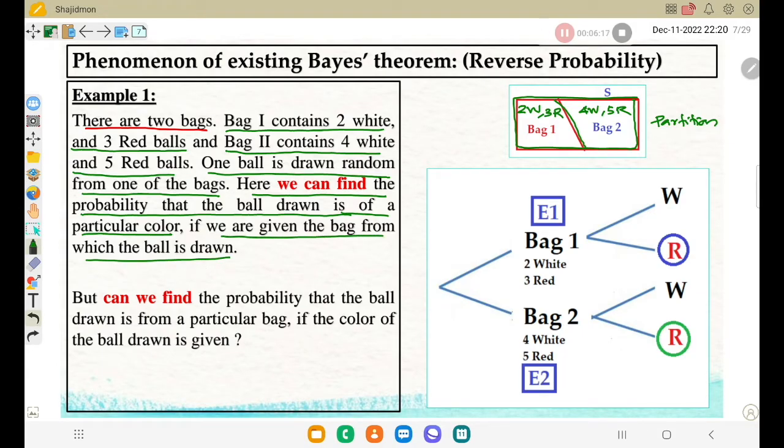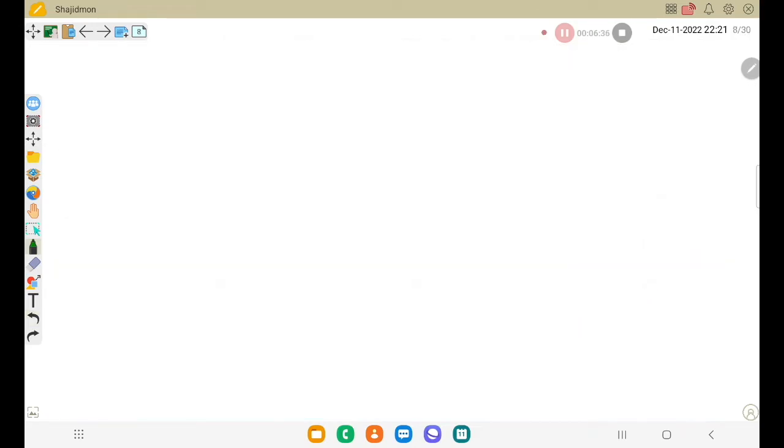That means we can find the probability of a particular color ball, for example the probability of a red ball. I have just circled it here. You can see the probability of a red ball given that it is from bag number 1. That is what we did in the last section. What is the question? The probability of choosing a red ball given bag number 1. We can calculate this one.